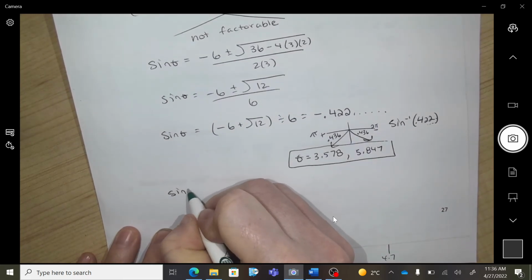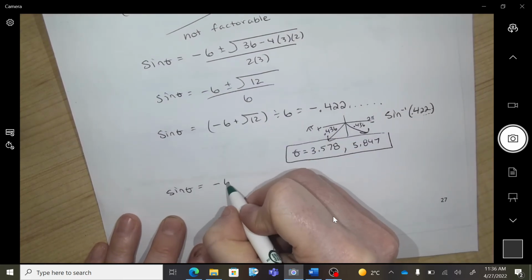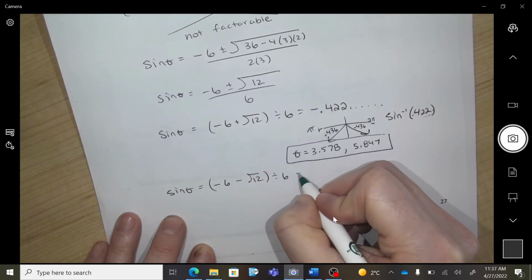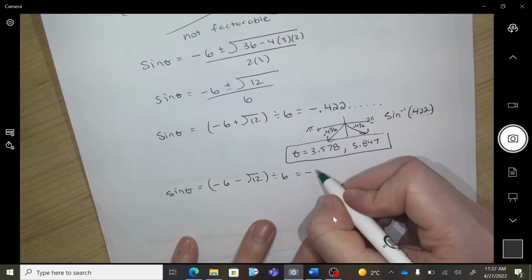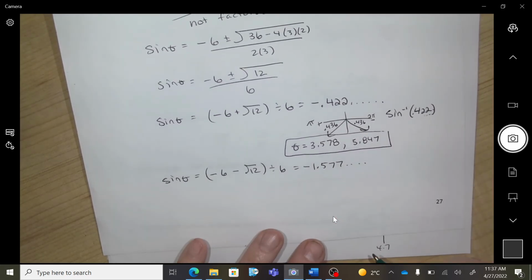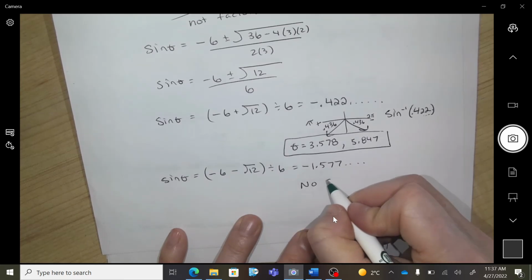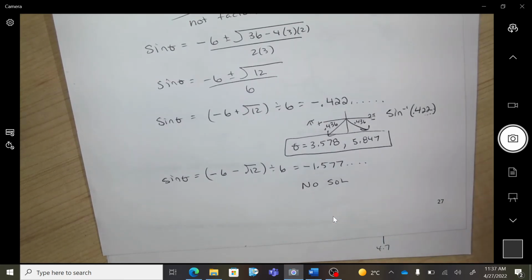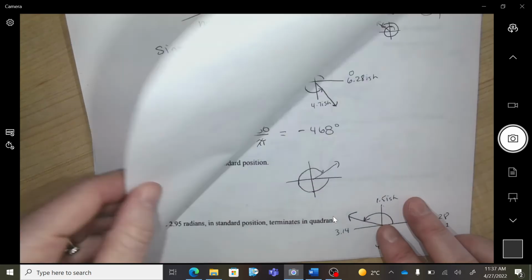Now I'm going to do the other solution, so negative 6 minus root 12. And I get negative 1.577. And then on that, there will be no solution. I cannot sine inverse something outside that domain of negative 1.